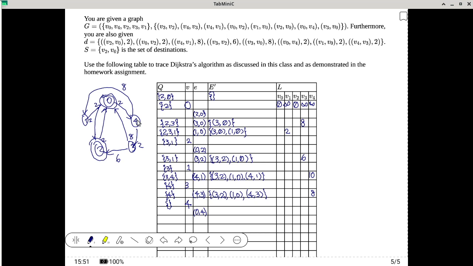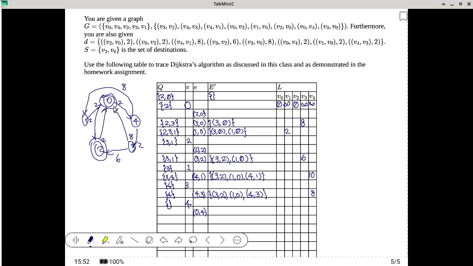Vertex 4 can go through the 8 and then the 2 to a 0, which has a length of 10. 4 can go through vertex 3 to vertex 2, that has a length of 6. Or it can go from vertex 4 to vertex 3 to vertex 0, which is also 10. So even though we have two paths of the same length, since none of those is the shortest path, it doesn't matter. It will not change the solution E prime.